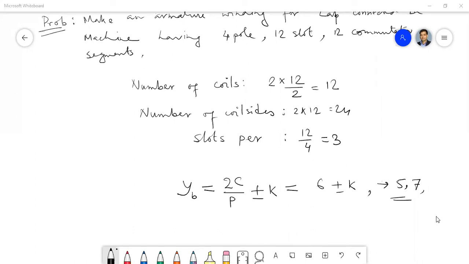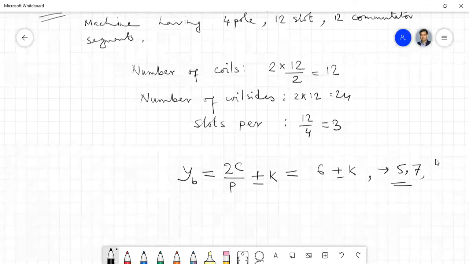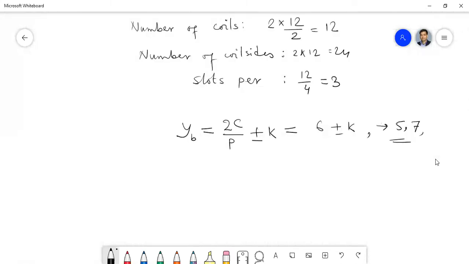That we can see, but we'll take 7 for this case and we'll get the progressive winding. So let us see. So take YB equals 7.